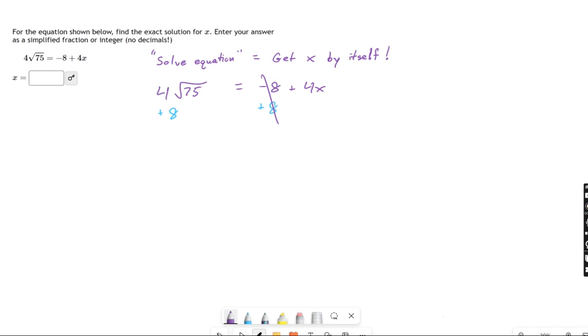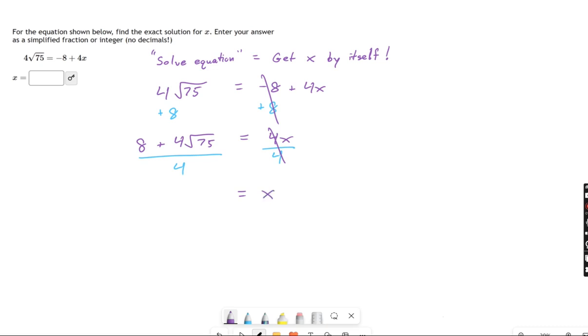Those cross out. So this is going to turn into 8 plus 4 square root 75 equals 4x. Now 4x means 4 times x. So the way you get x by itself is divide each side by 4. And I mean divide the entire side by 4, not just one number or the other. So look what happens. Now I have x equals.